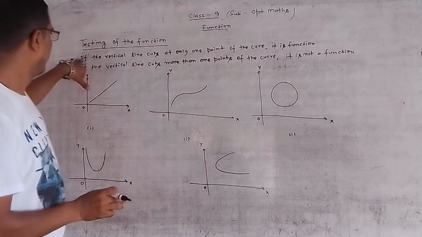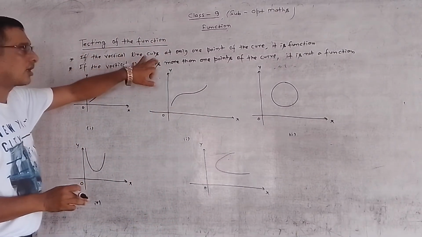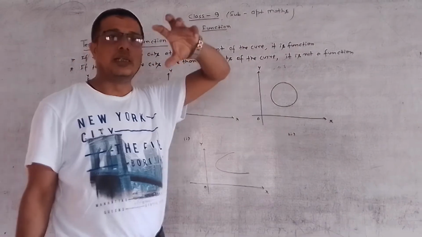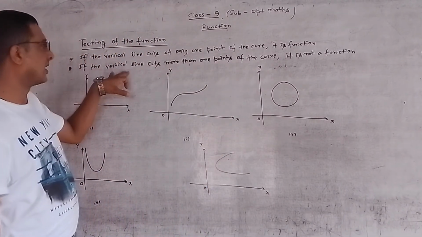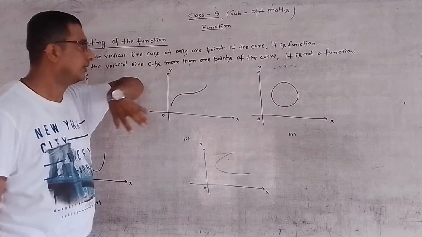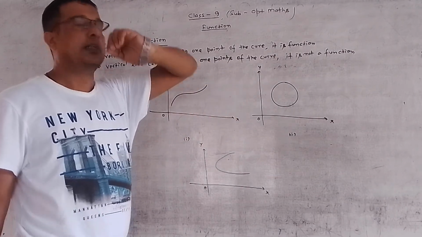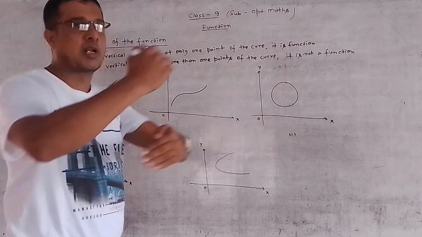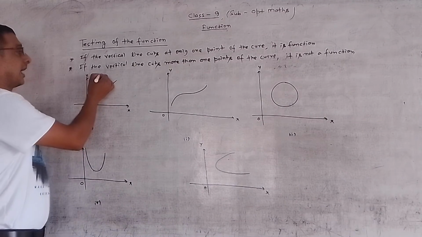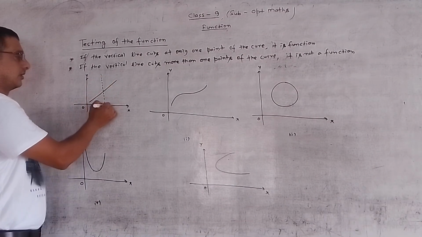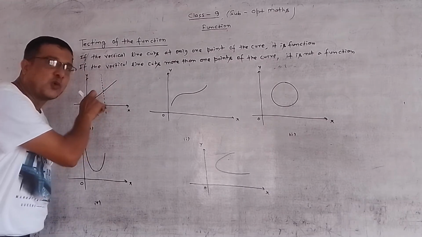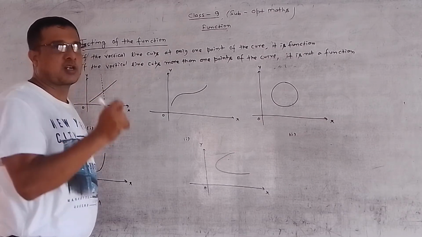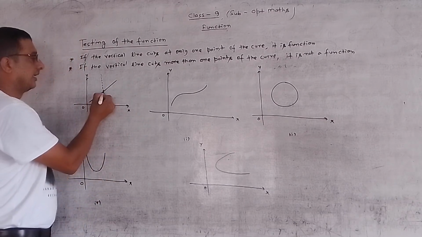I have written here: if the vertical line cuts the curve at only one point, it is a function. If the vertical line cuts the given curve at more than one point, it is not a function. So I am writing some examples here. One by one I am testing. One vertical line is drawn here. Look at here. How many points does the vertical line intersect or cut the given curve? Only one point here.